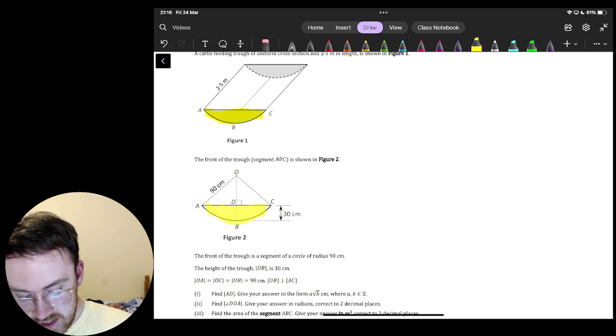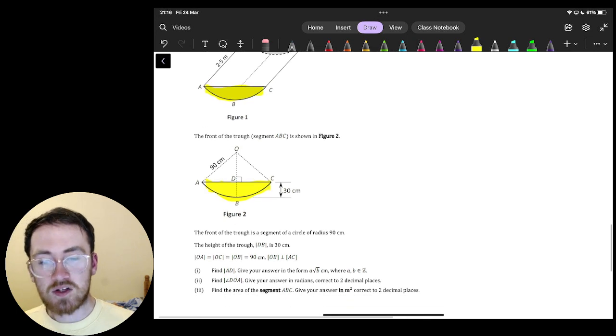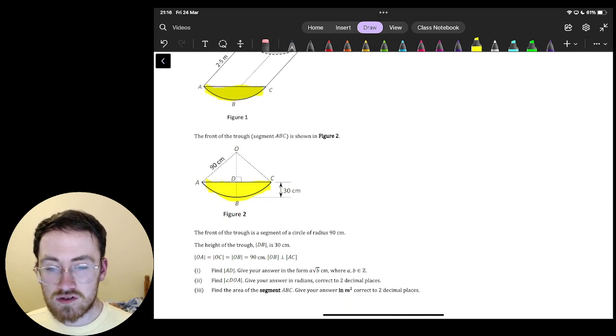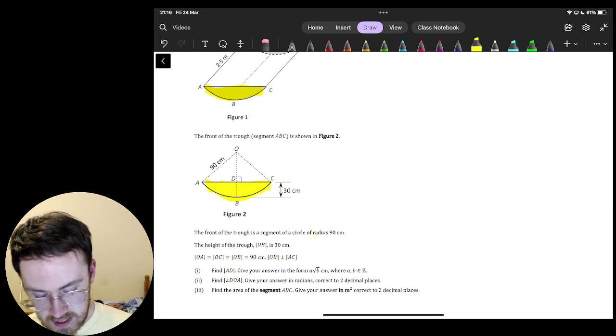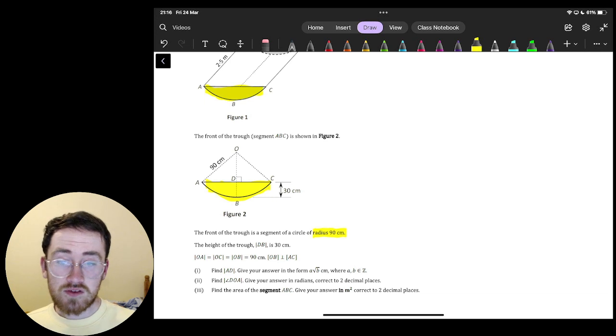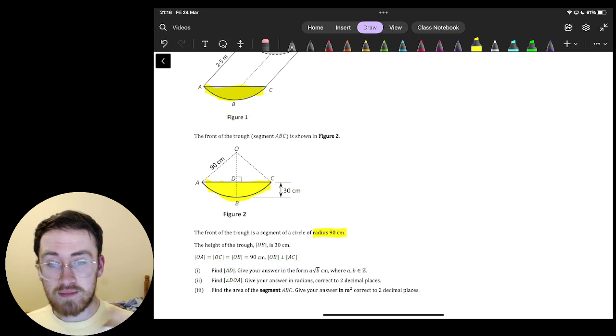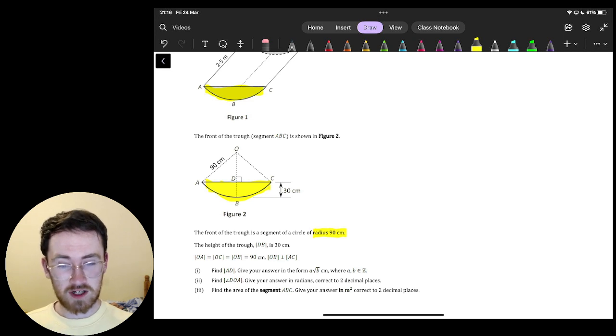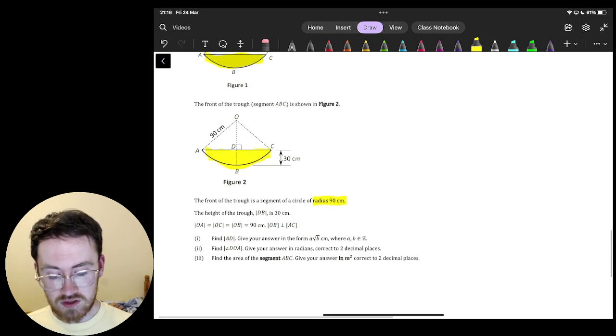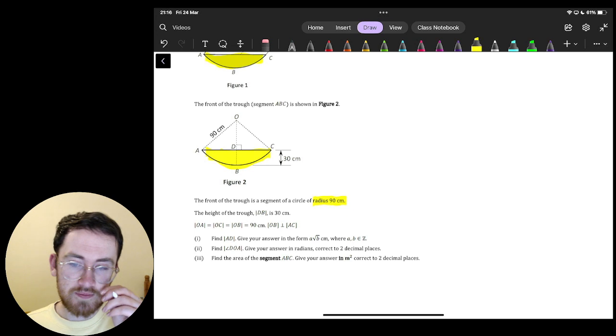Okay, and they've added in some extra lines, and where those come in is that the front of the trough is actually a segment of a circle of radius 90 centimeters. So they're telling us that the front semicircular part is actually a segment of a bigger circle, okay, for working out our measurements. And the height of the trough then is 30 centimeters.